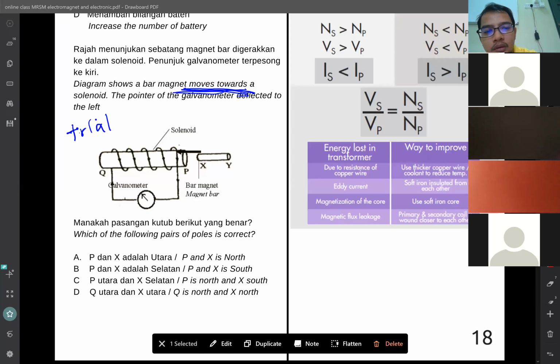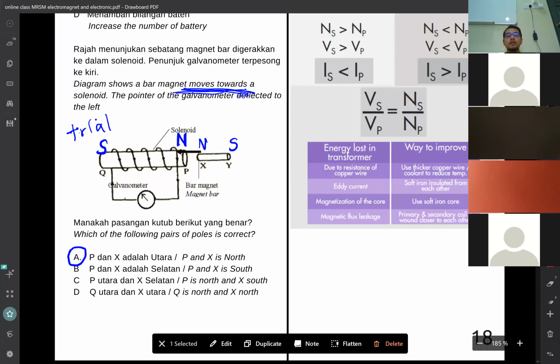So P is north and this one moves towards, so you want to repel. This is also north. So Q is south and Y is south. Then you see north and north, so you see the answer. P and X are north. So the answer is A.